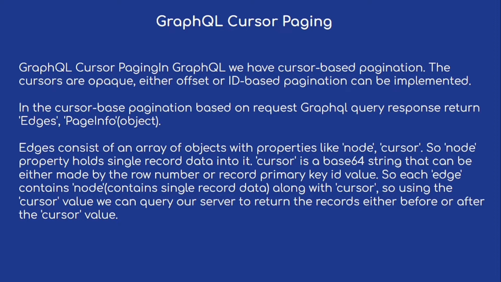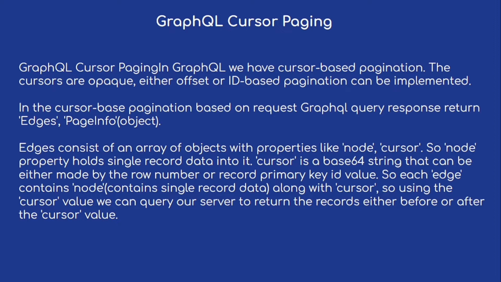And the cursor is a base 64 string that can be made either from the row number or the record's primary key ID. We have already mentioned that cursor pagination is based on offset or the ID. Here, row number is nothing but the offset, and record primary key is nothing but the ID-based cursor. So either it uses the primary key ID or the row number offset.